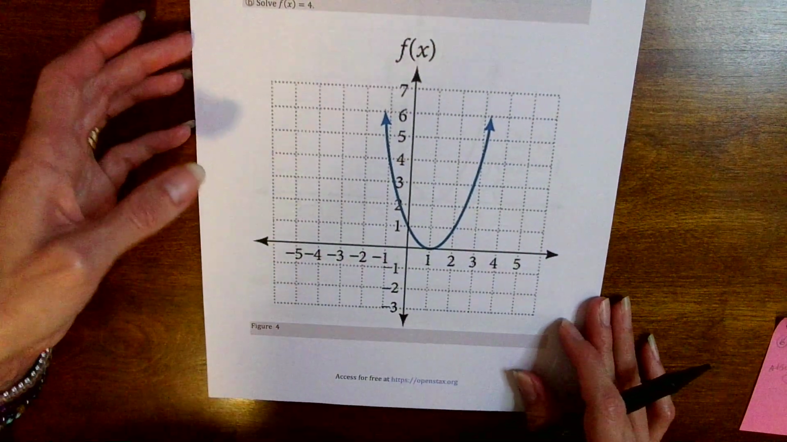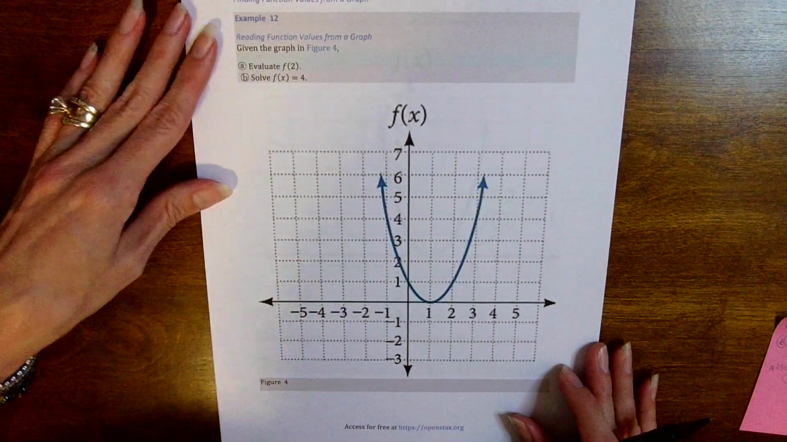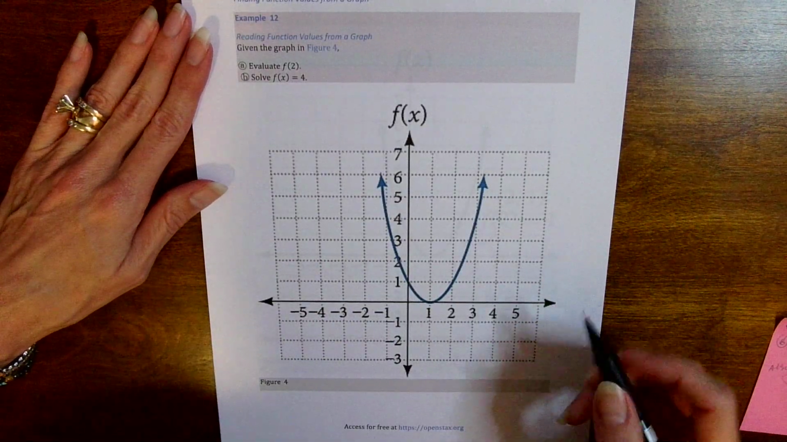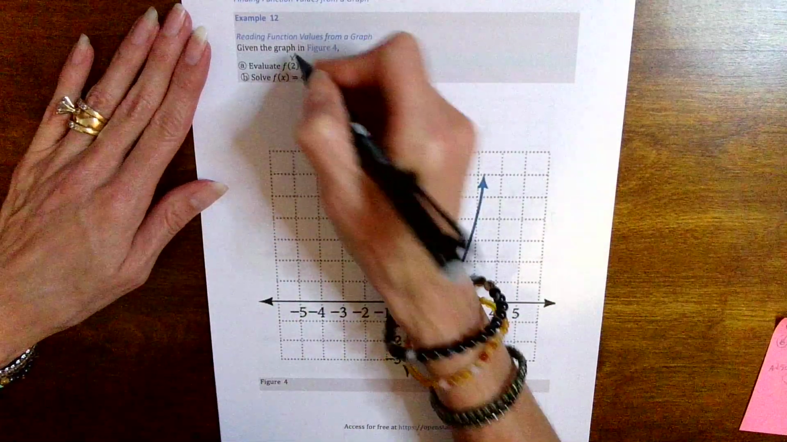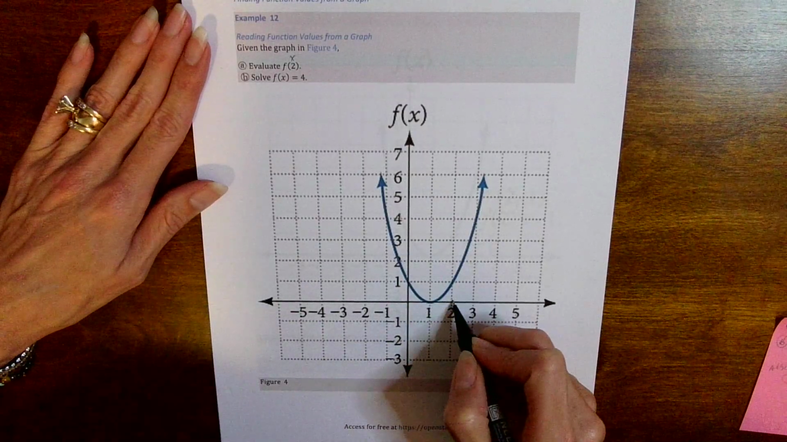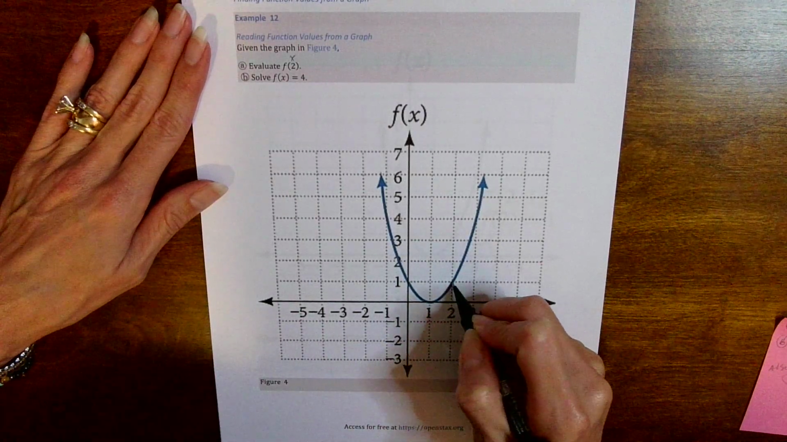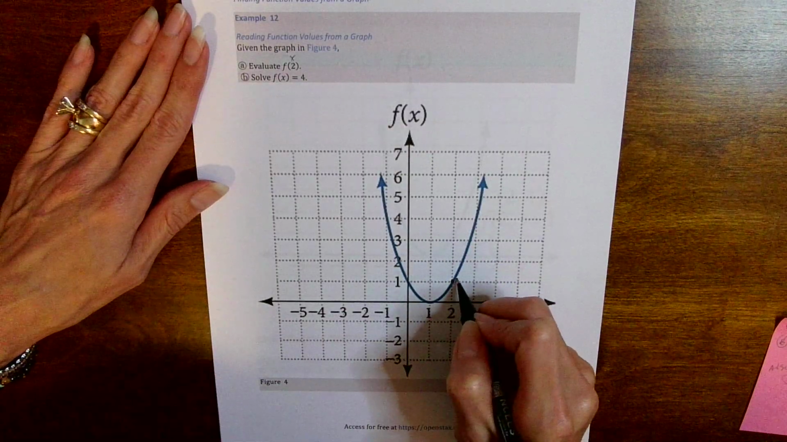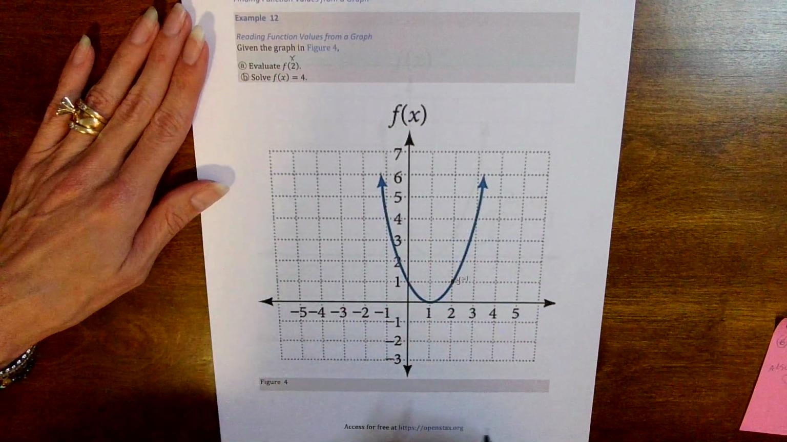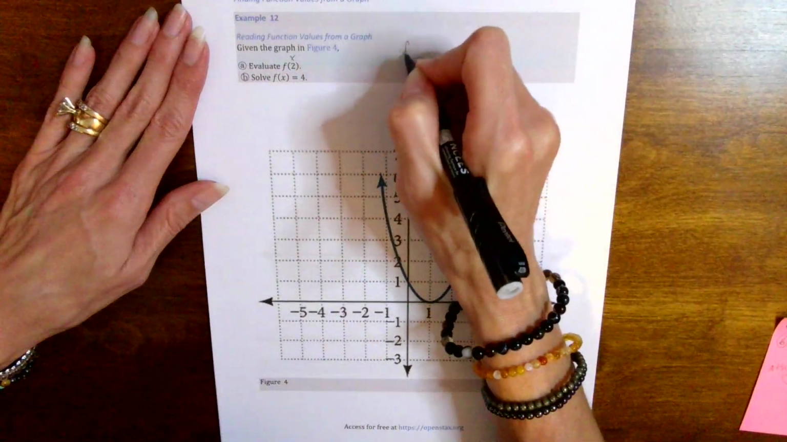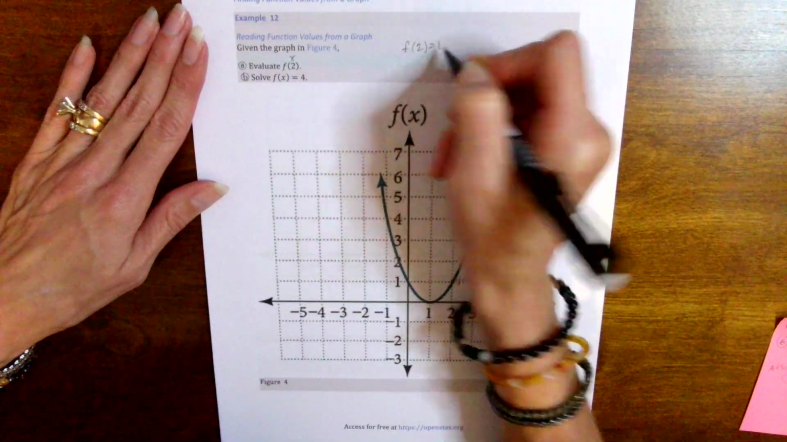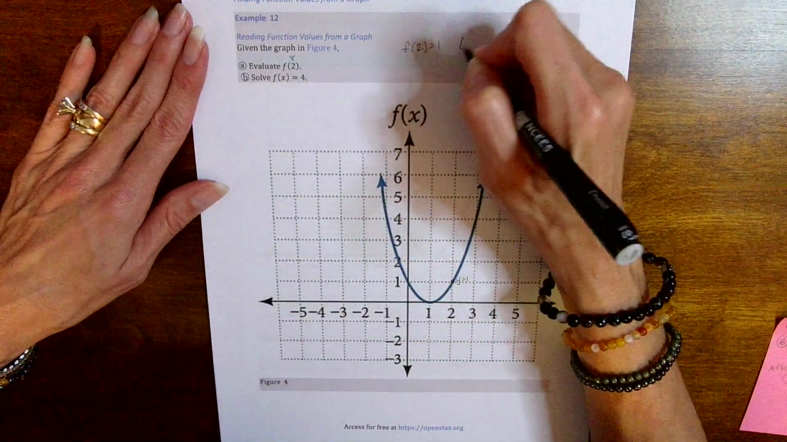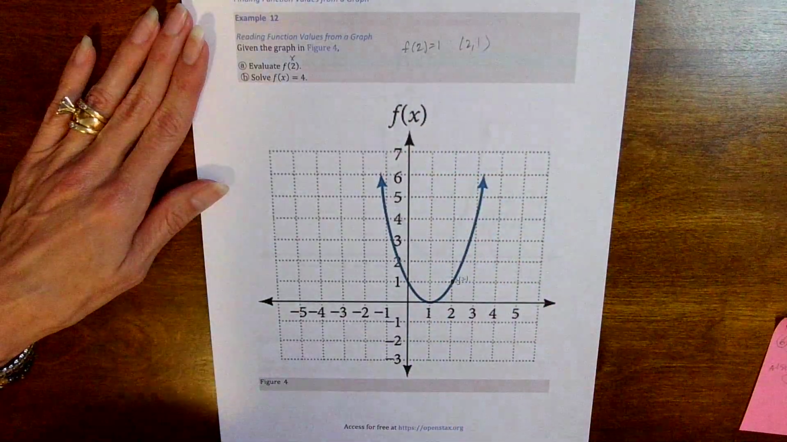So now I have a graph, and they want me to evaluate f of 2. So I know that this is my x value. So I'm going to go over to x, and I'm going to go up till I hit the graph, and I hit the graph at y equal to 1. So I know that f of 2 equals 1, and just as a sidebar, we see that that's the point 2, 1.